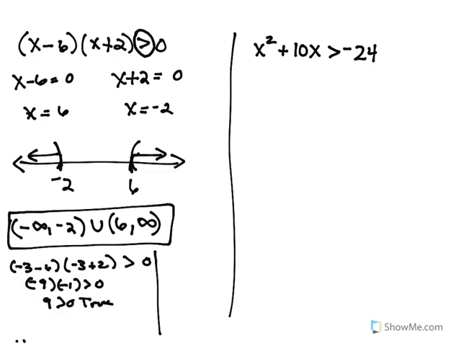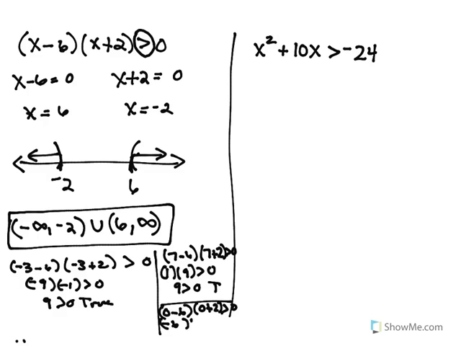Okay. And then if I plug in a 7, I get another true statement. And so that's why that's my solution. If we were to use something in between, let's say we use 0, we get a negative times a positive, which is a negative value, and that's not greater than 0, so that's false. So that's why the middle is not part of the solution.